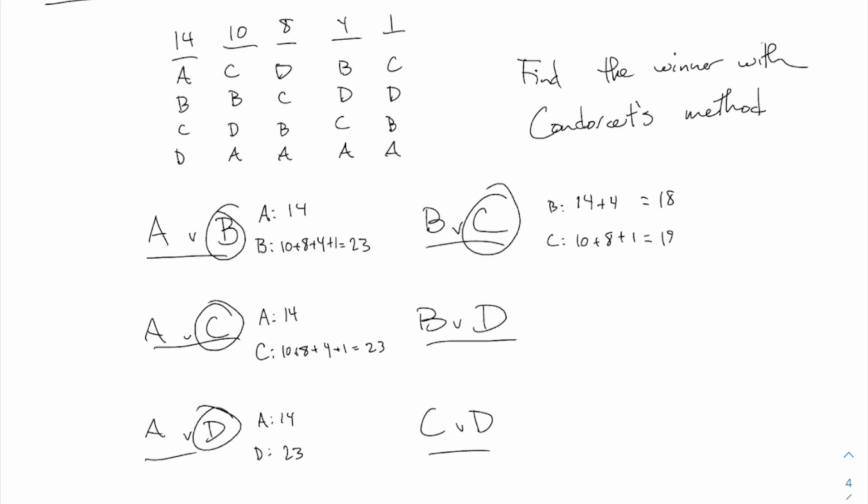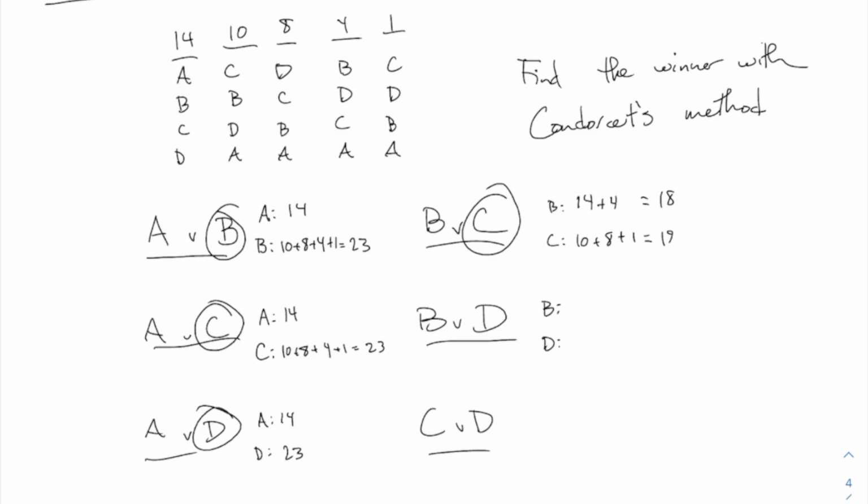What about B versus D? Same idea. Actually, at this point, I was going to say we don't have to check this because we already know B is not the Condorcet winner because B lost here. But actually, D might be, so we need to check this. B versus D.